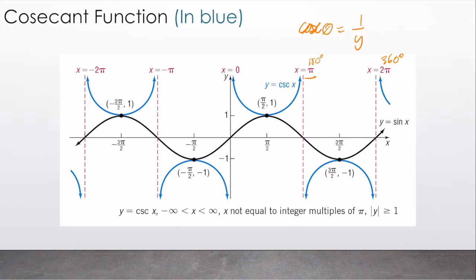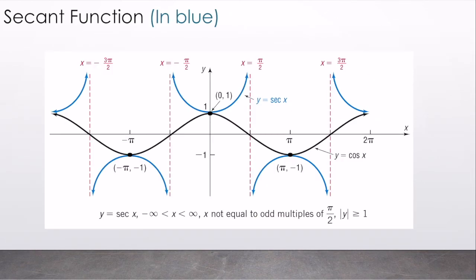Its domain goes from negative infinity to positive infinity, but does not equal integer multiples of pi. And its range is when the absolute value of y is greater than or equal to 1. We could also write this as negative infinity to negative 1 inclusive, union 1 to positive infinity, if you wanted to write it in interval notation.